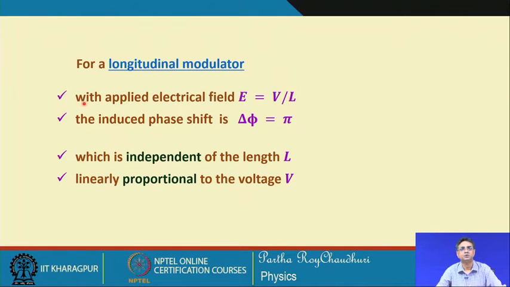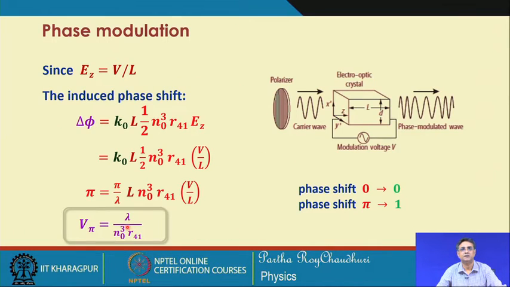So, we find that with the applied electric field V by L, the modulator, the induced phase shift del phi is equal to pi. That is the requirement for switching, and you can see that it does not involve any L or any other quantity. It is only the wavelength, the original refractive index, and the electro-optic coefficient. So, it does not involve any other thing.